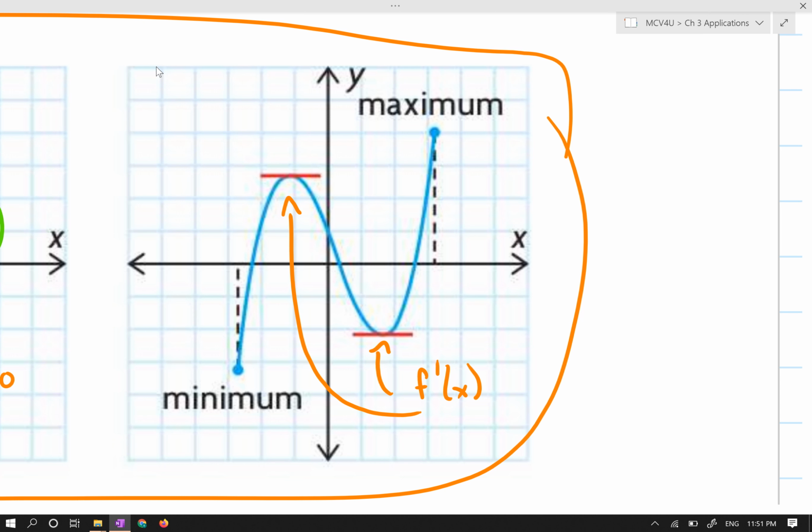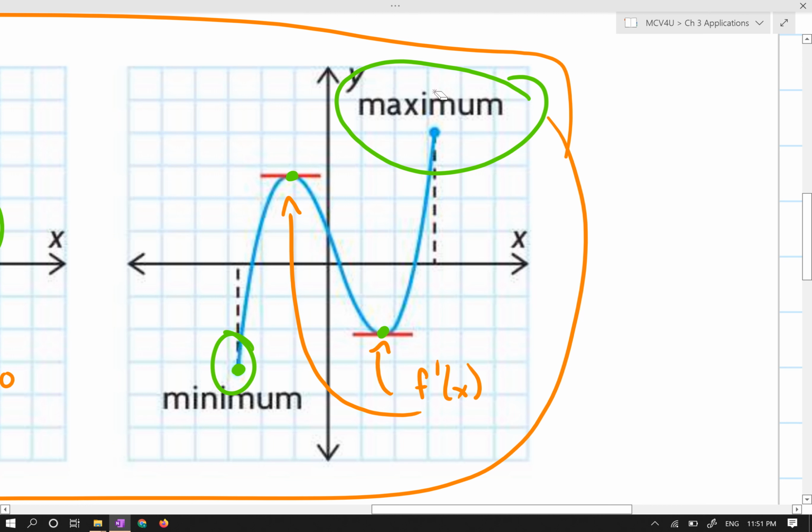Now I need to compare my endpoints here and here to my local maximum and local minimums that I found. So the highest value out of each of these 4 points, right? I have a local maximum, a local minimum, and 2 endpoints. My highest value of all 4 of those points, that's my local maximum. That's my absolute maximum. That's way up here. My lowest value of all 4 of these points is going to be my absolute minimum, and that's way down here.